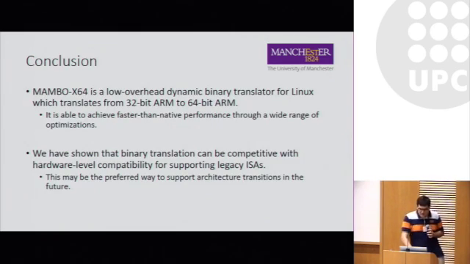So, in conclusion, I'd like to make two points. We developed Mambo x64, a low-overhead dynamic binary translator for Linux, which translates from 32-bit ARM to 64-bit ARM. And we're able to achieve faster than native performance through a wide range of optimizations. We have shown that binary translation can be competitive with hardware-level compatibility for supporting legacy instruction sets, and we hope that this may be the preferred way of supporting architecture transitions in the future.